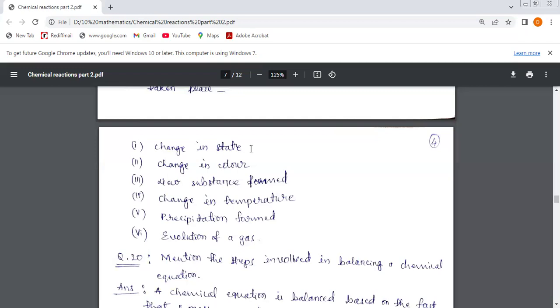Then change in color. Sometimes there may be a change in color, and a new substance may be formed. And change in temperature. The temperature of the material also changes. A precipitate may be formed when two things are mixed together, and some gas may be evolved. These are the things we have to look at to confirm that a chemical reaction has taken place.